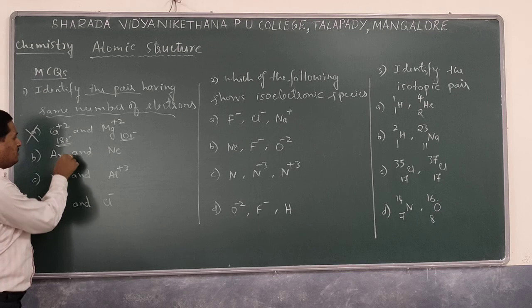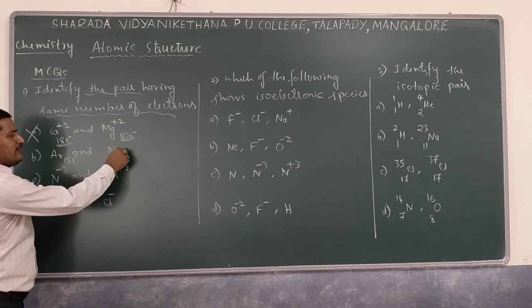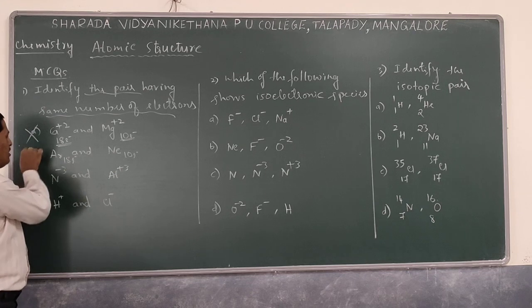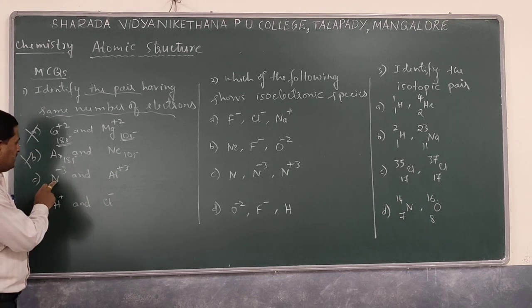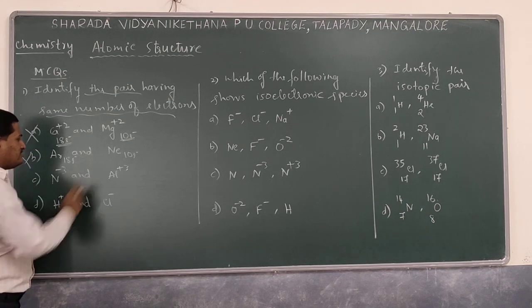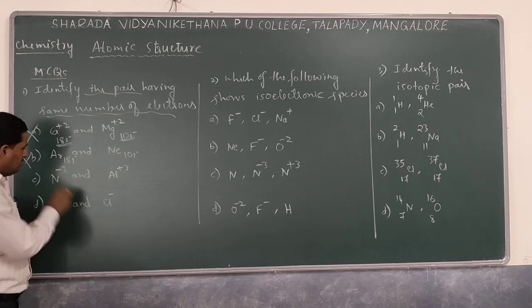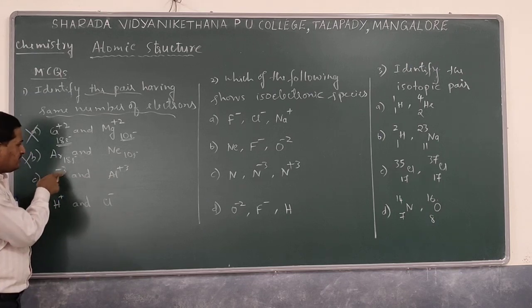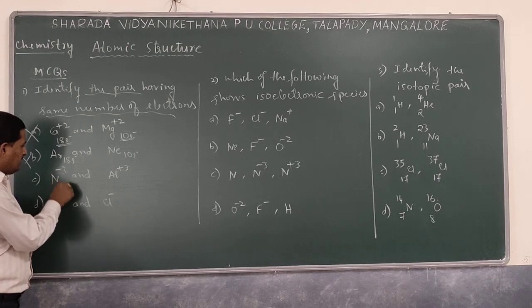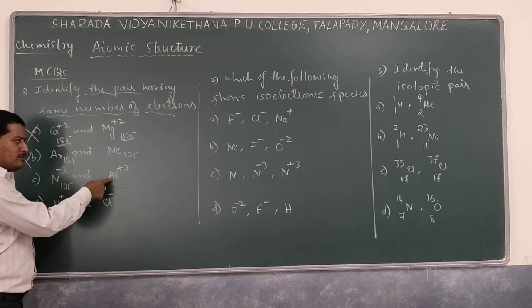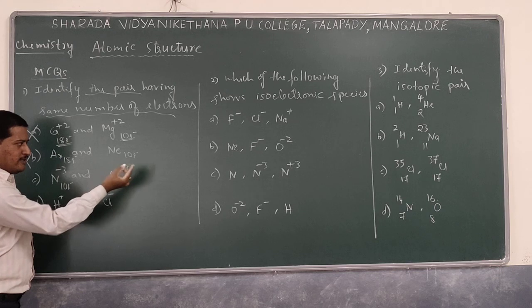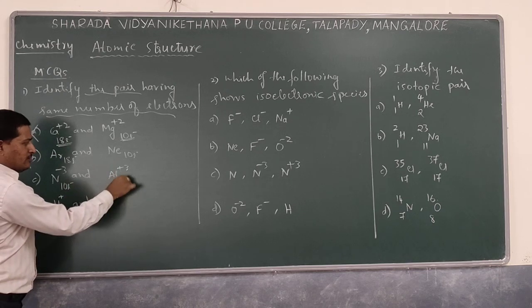Argon carries a total of 18 electrons, neon carries a total of 10 electrons. They are not equal, so option B is wrong. But in the case of N3- and Al3+, for nitrogen, 7 plus 3 means we have to add 3 electrons, giving 10 electrons. For aluminium, 13 minus 3 means we have to remove 3 electrons, giving 10 electrons. Now look at that.